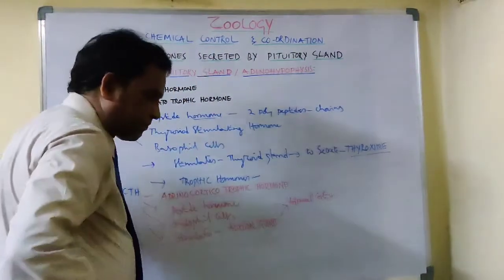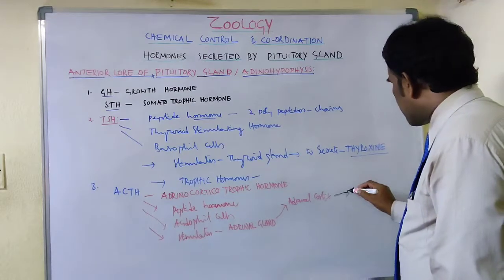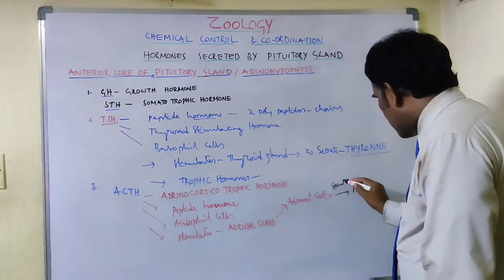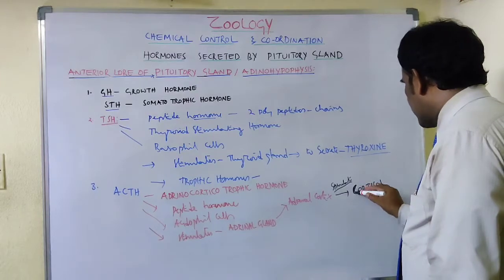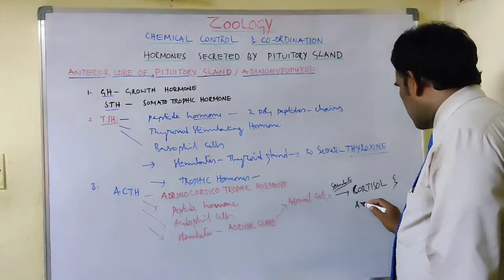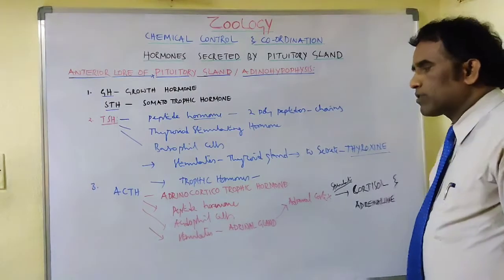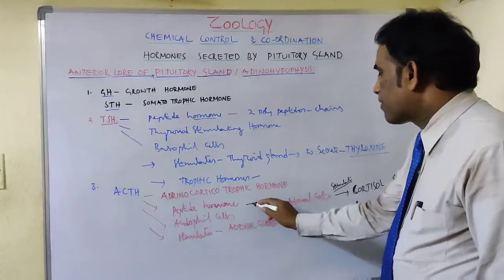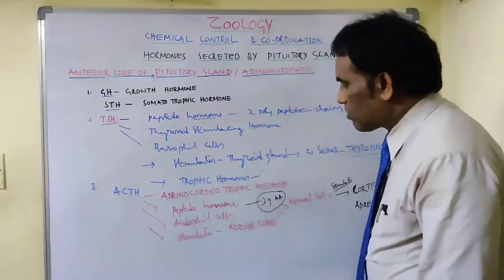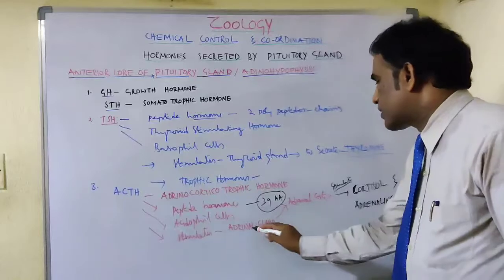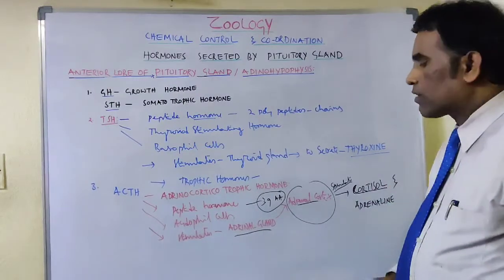It stimulates the adrenal cortex for the secretion of a hormone called cortisol. Cortisol is secreted by the adrenal cortex, and the adrenal medulla secretes a hormone called adrenaline. ACTH is a peptide hormone made up of 39 amino acids. It is a polypeptide hormone secreted by eosinophil cells of the chromophil cells. It stimulates the adrenal gland, mainly the adrenal cortex, to secrete hormones like adrenaline and cortisol.